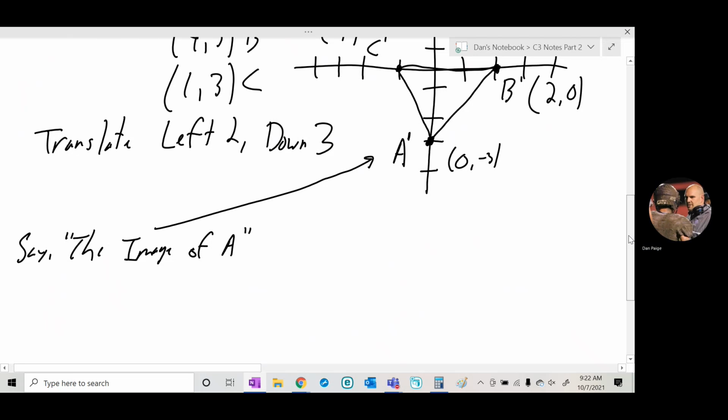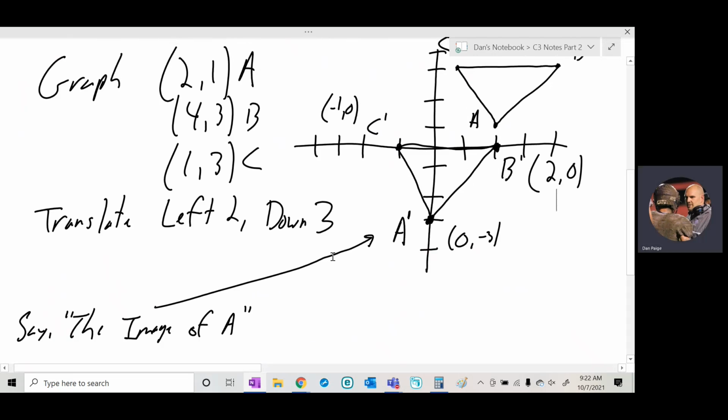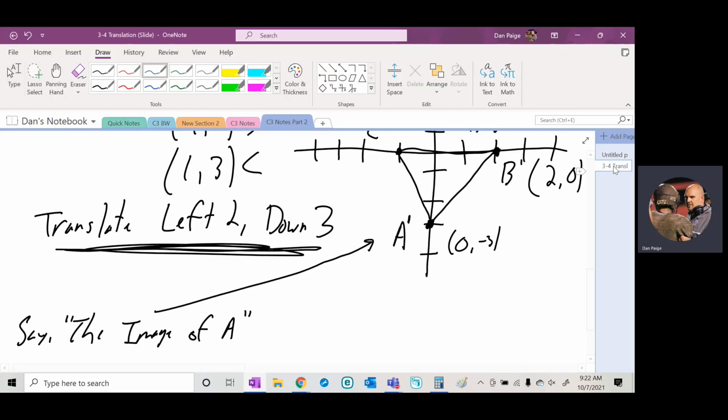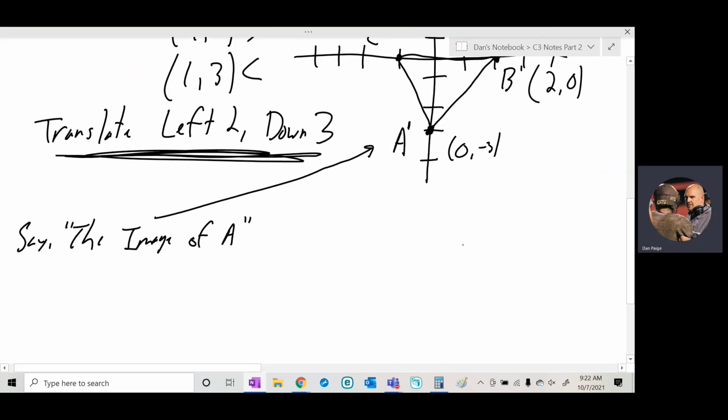Now, so again, image of, that's how we're going to say this. The image of A, the image of B, the image of C. That's what those little lines mean. Now, they have 2 different ways to write this out. They could write it out in English, but they can also write it out in math dork terms.